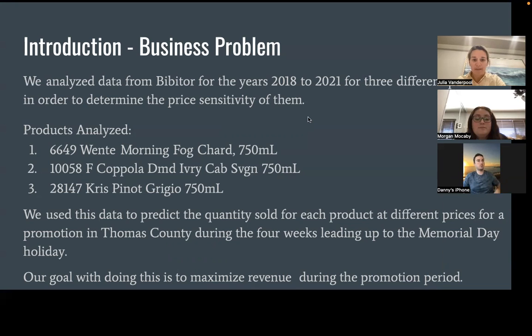We use this data to predict the quantity sold for each product at different prices for a promotion in Thomas County during the 4 weeks leading up to the Memorial Day holiday. And our goal with doing this is to maximize revenue during the promotion period.